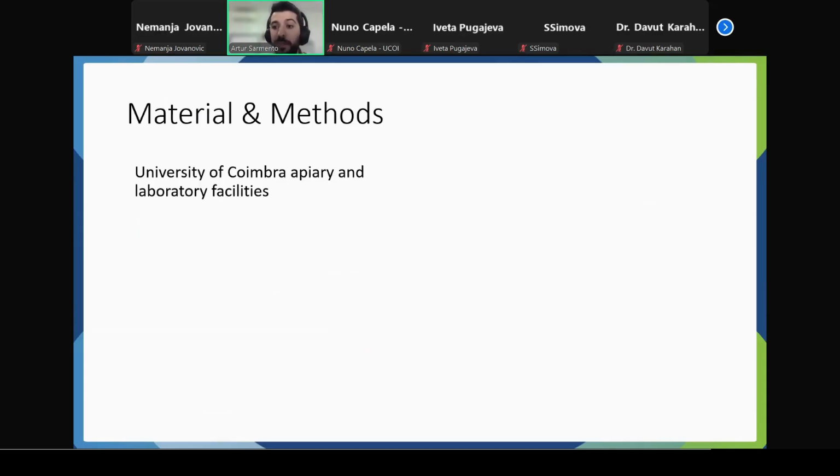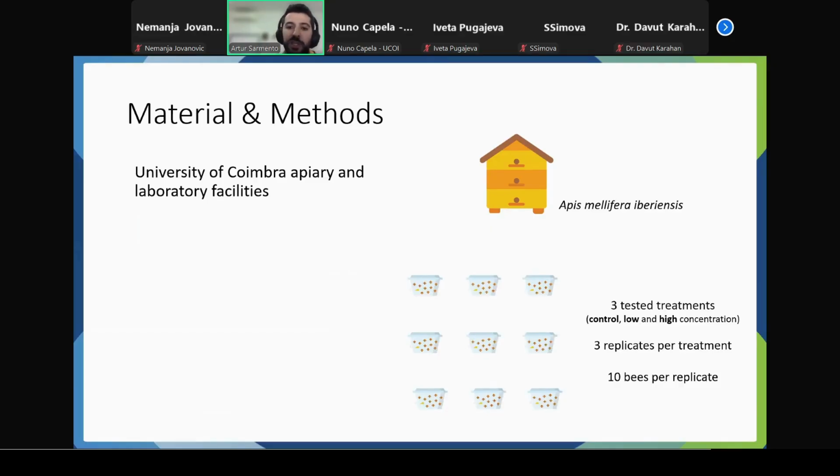All the work with the honeybees that I'm going to present was developed here at the University of Coimbra, because the production of the biopesticide was made in Italy and Newcastle, which were our partners. We took honeybees from colonies of Apis mellifera iberiensis from our experimental apiary, and we performed the tests in our laboratory facilities. We had 3 treatments, control, low, and high concentration, with 3 replicates of 10 bees per treatment.